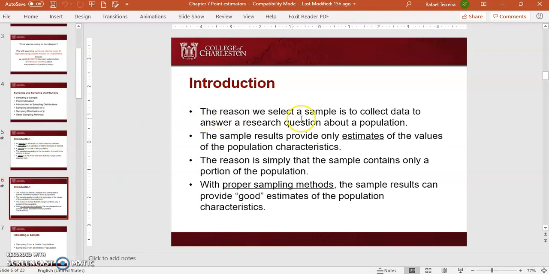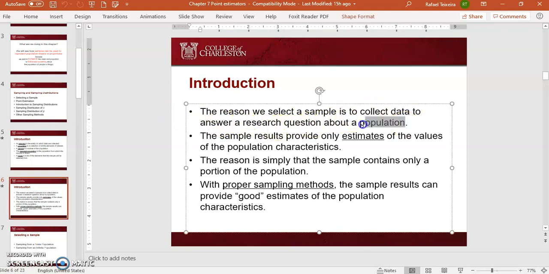The reason we select a sample is that we want to collect data to answer a research question about the population. For example, let's say we work for a company and want to know the satisfaction of our population of customers. We cannot survey all customers because it's hard, we don't have access, they don't want to answer. For this reason, we select a sample of those customers.